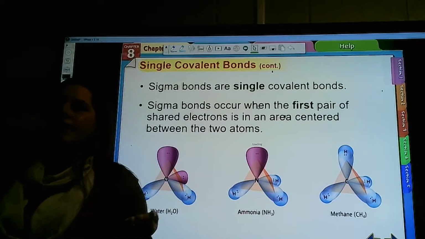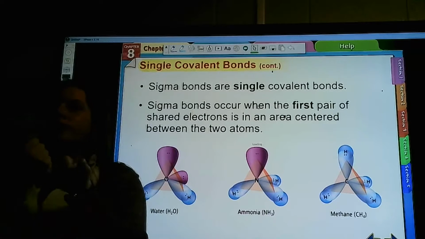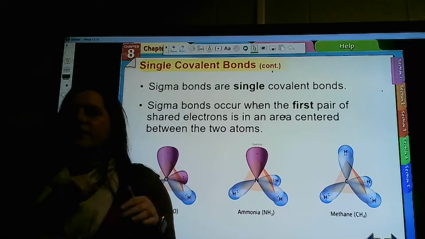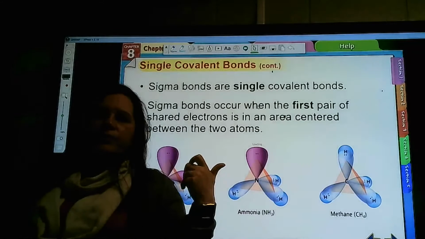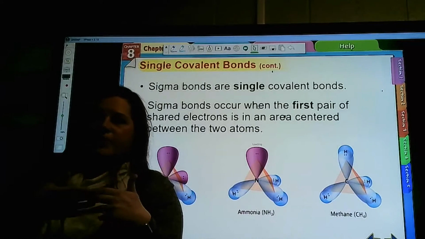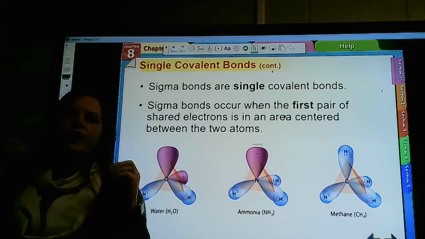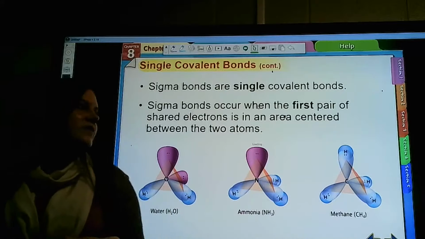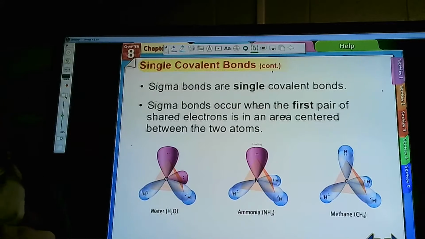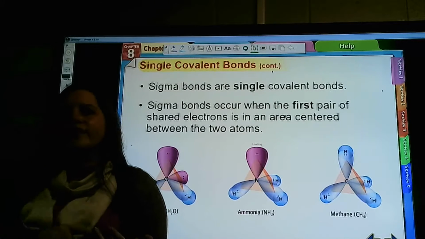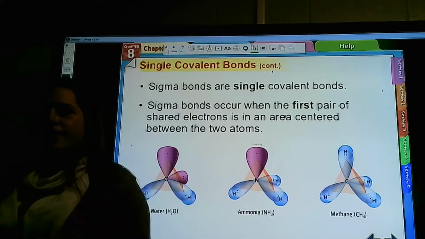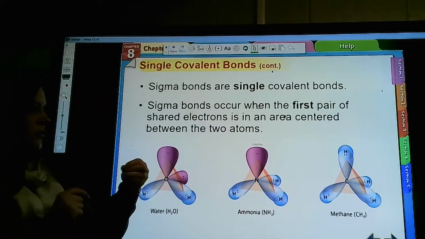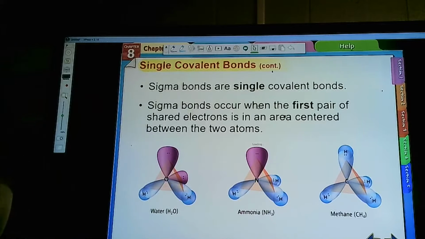So when you have 2 atoms, they're being pulled together because the positive nucleus is attracted to the negative electron from another. That first bond that forms between the 2 happens first and in the center of those 2 atoms. That's called your sigma bond, which is another way of saying it's the first single covalent bond that's formed. So the sigma bond forms initially between the 2 atoms in the very center.